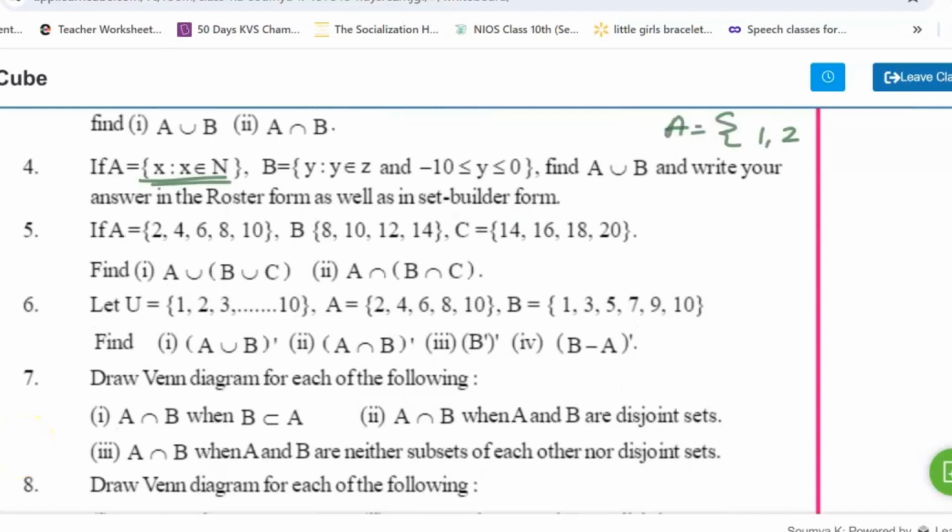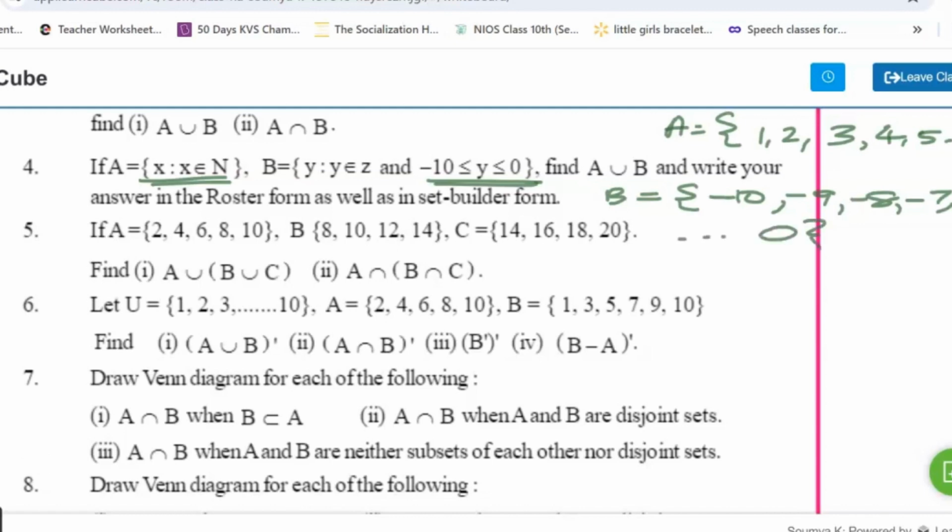A belongs to natural numbers, so A is 1, 2, 3, 4, 5, like that it goes on. Then B, where you have elements with this condition satisfied, so -10, -9, -8, it goes on, the list goes on till 0. Okay, so these are the 2 sets. Now you have to find out A union B.